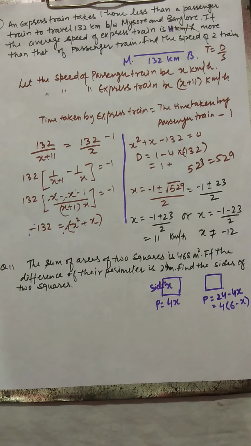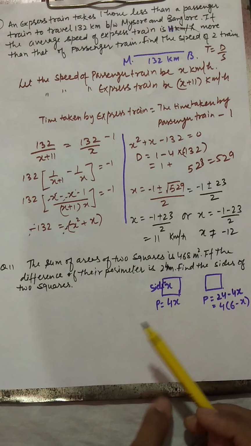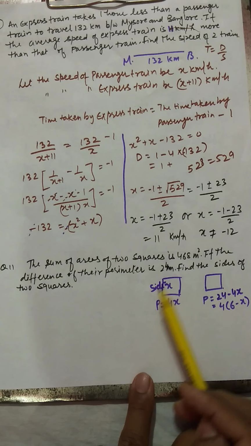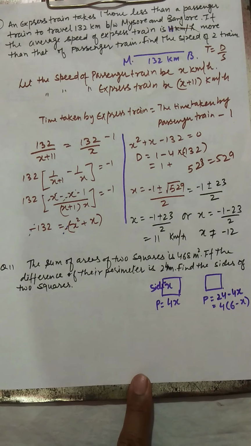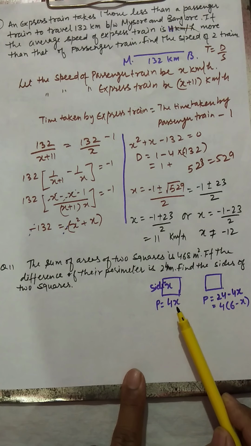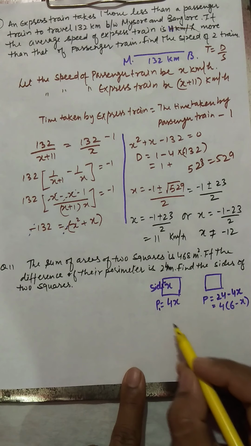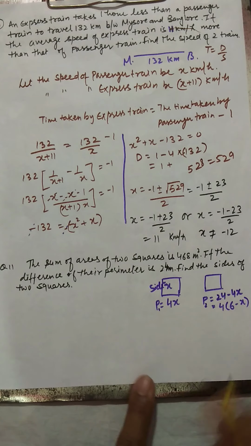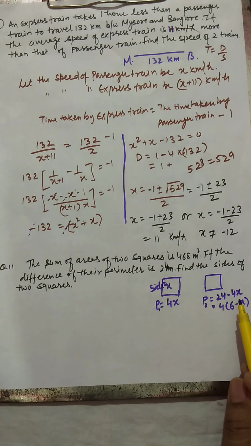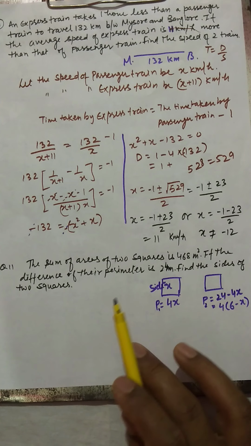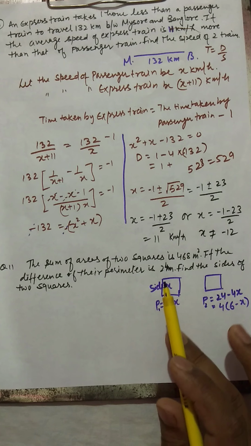Now see this question number 11. The sum of the areas of two squares is 468 meter square. If the difference of their perimeters is 24 meter. So we'll start this question like this: for the smaller square, we take the side as x. So the perimeter will be 4 into side, 4x. Now let's say this is P1 and this is P2, and the perimeter of the other is 24 plus 4x, because the difference of these two perimeters is given as 24.